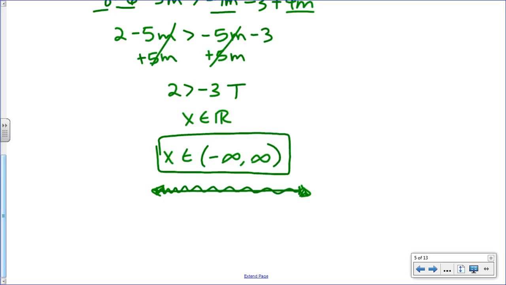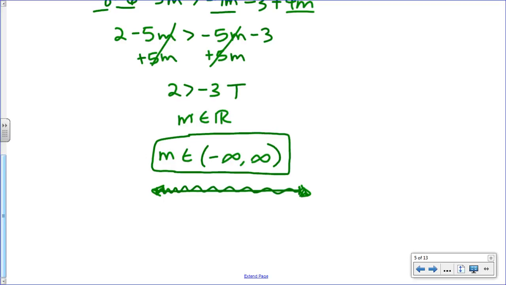Okay, because this is true, that means no matter what I plug in for m, I get a true statement. So m can be any number. And that's why it's saying it can be any real number. That's what this says here. And then this is how to write that as an interval.